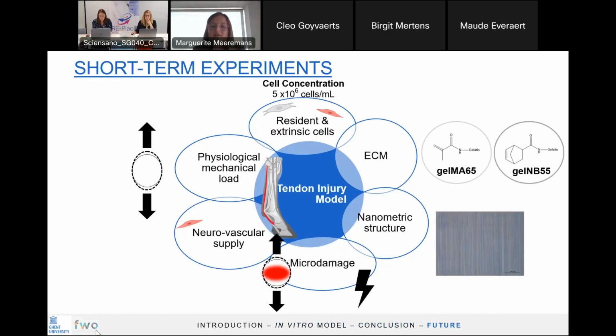In the coming months, I'll try to include mechanical overstimulation. I'll add the cells in the gelatin volumetrically printed 3D cylinders. And we also need to cover the neurovascular supply, which we already covered with the endothelial cells, but we will also include medium perfusion to our model.